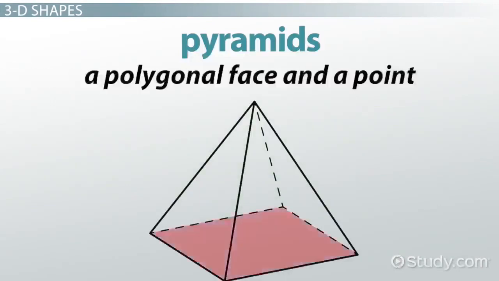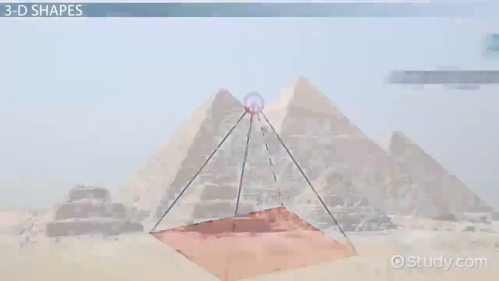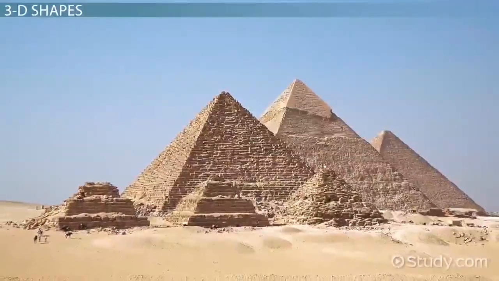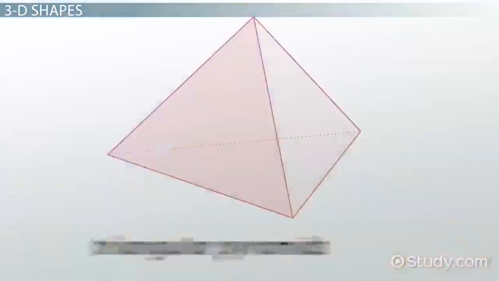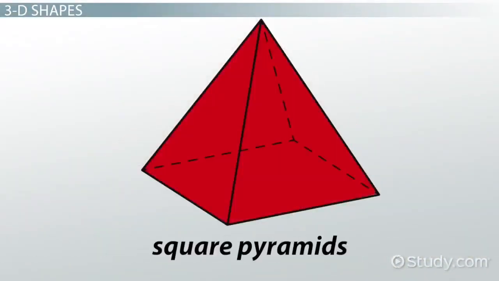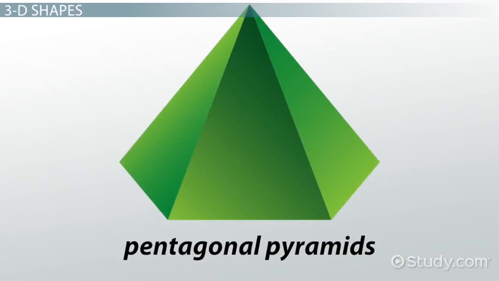Pyramids have a polygonal face and a point. Think about the pyramids of ancient Egypt. Types of pyramids include triangular pyramids, square pyramids, and pentagonal pyramids.